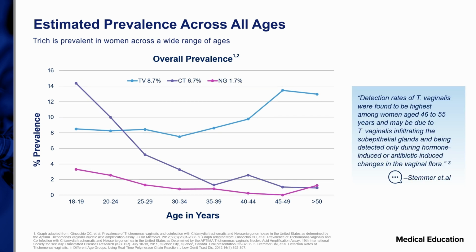One such reason, as noted by Stemmer et al., could be due to T. vaginalis infiltrating subepithelial glands and being detected only during hormonal or antibiotic-induced changes in the vaginal flora. Others have speculated that since there are no screening guidelines for Trichomonas in the general population, TV is not getting detected or treated and it persists year after year in the patient.